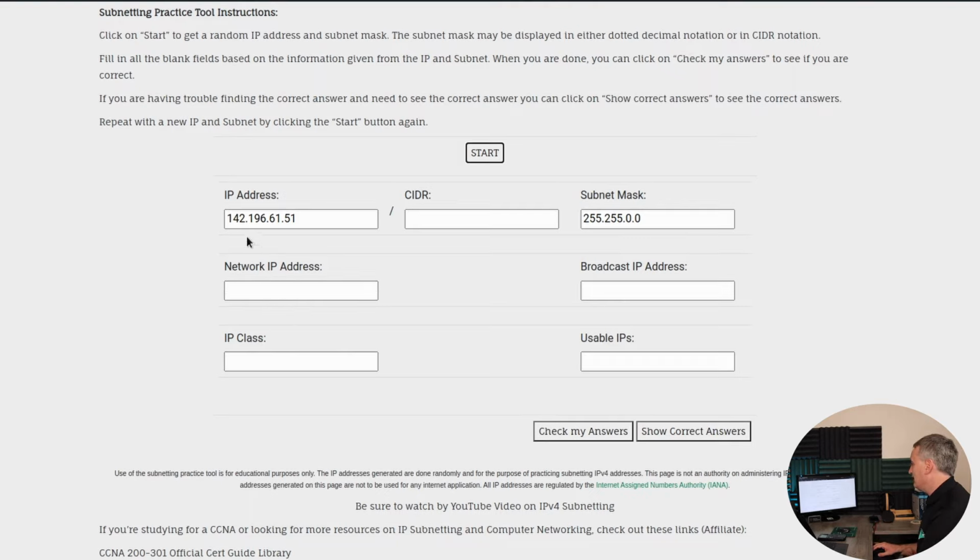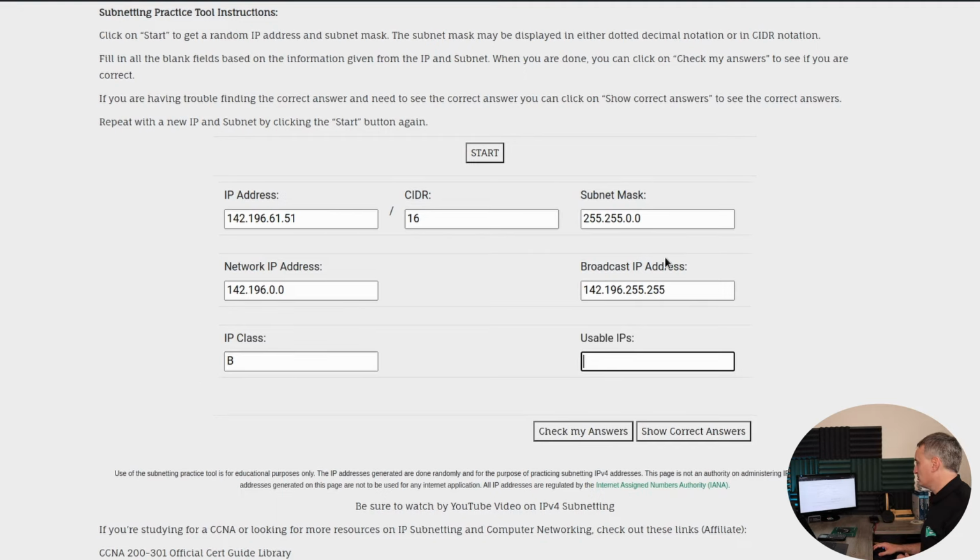So right now we have an IP address of 142.196.61.51, and a subnet mask of 255.255.0.0. So it's going to be a fairly easy one. The CIDR for that is going to be 16. The network IP address is going to be fairly easy, of 142.196.0.0. The broadcast IP address is going to be 142.196.255.255. And the IP class for this is going to be class B.